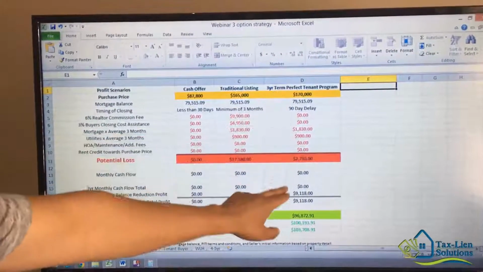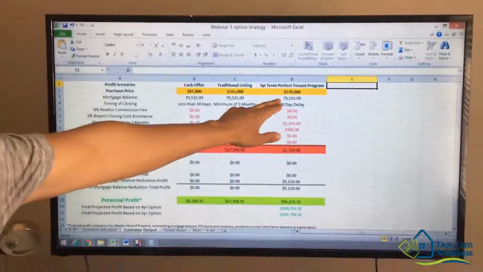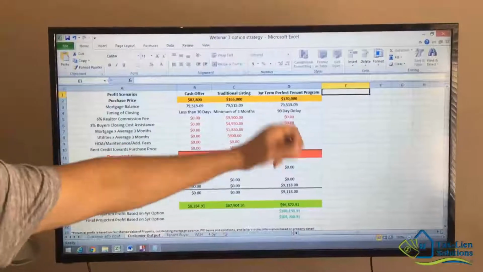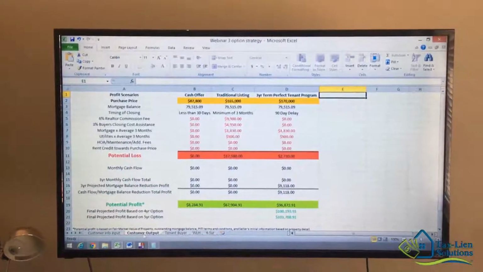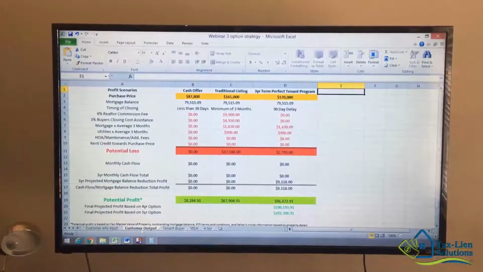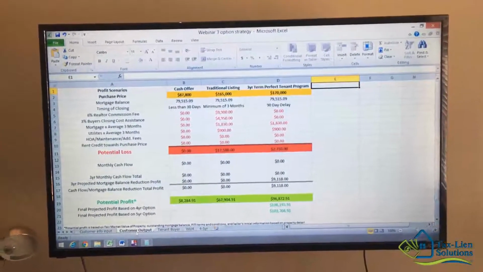So at the end of the 3 years, when we purchase the property, his balance is now closer to 70,000 instead of 80,000 or 79.5. Okay. Now I'm going to use a 5-year plan because this is really based on his experience. Our conversation with him, he's looking a little bit more long term.